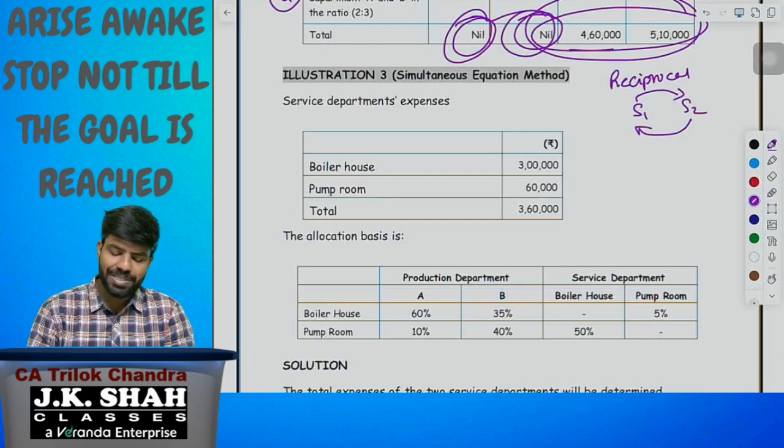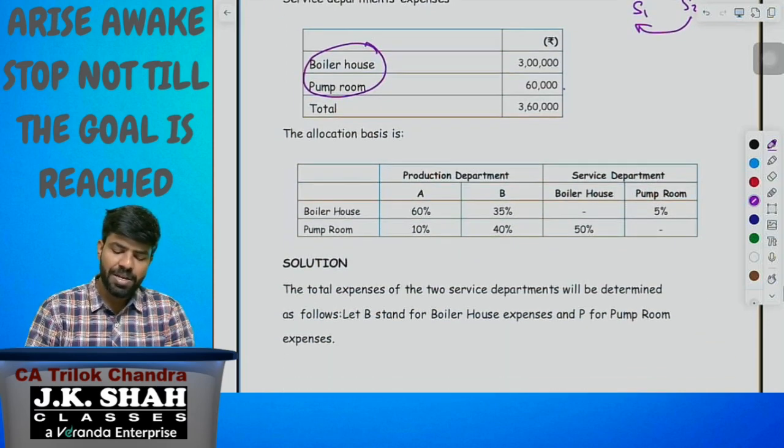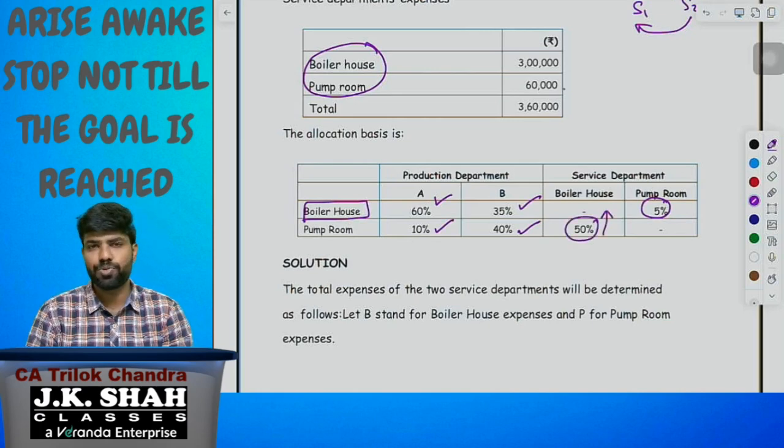Service department expenses: boiler house 3 lakh rupees, pump room 60,000. These are the service department expenses. The allocation basis is, look at this. The first service department is boiler house. It is providing service to A and B, and 5% service to the pump room. Whereas pump room is providing 10% service to A, 40% service to B and 50% service to boiler house.